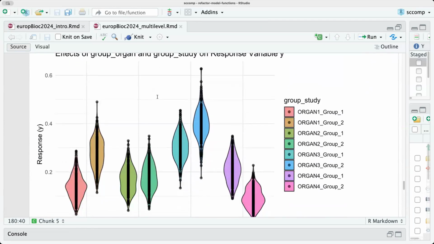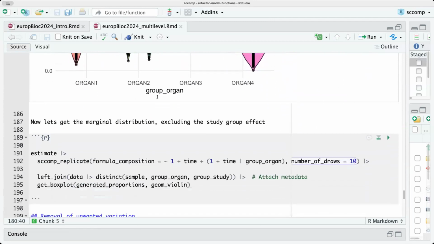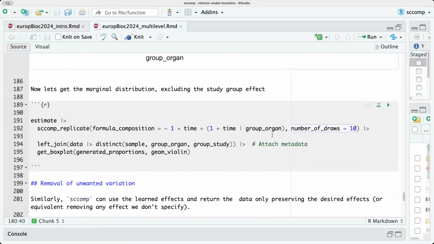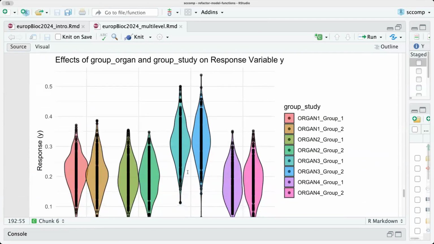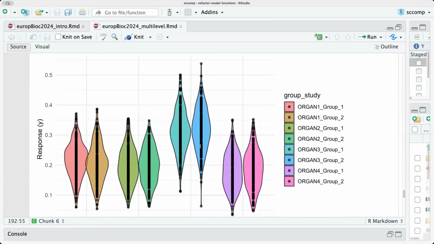But these, including all the effects, are how the data should look like according to the model, but we could ask how the data should look like eliminating some of those effects. For example, we don't care anymore about the study effects, but we care about the organ. As you can see, the model captured the fact that organ 3 has a bigger proportion of the cell type than the other organs. And you can imagine if you have a very, very complex model, you can just slice the posterior, just observing for age overall, just observing for age across each organ, and so on and so forth.